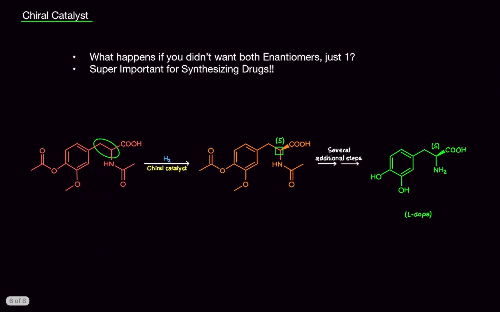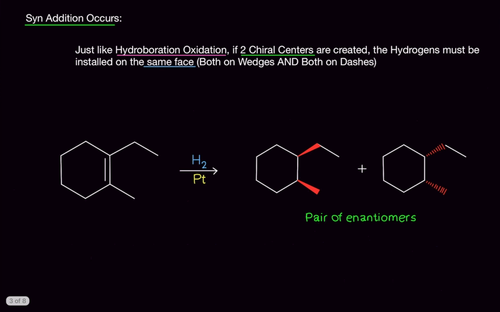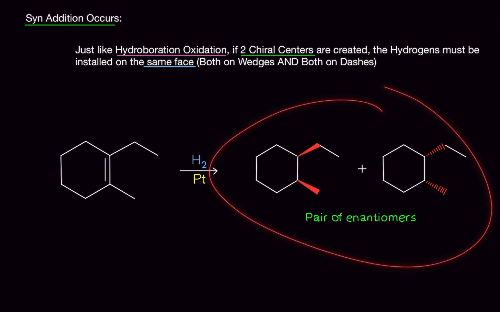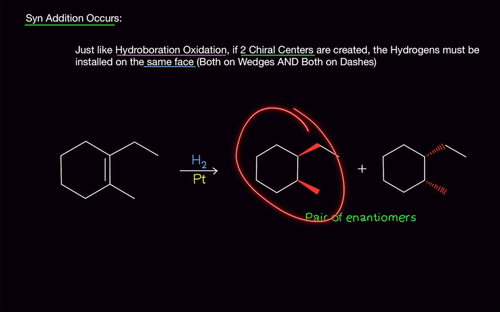Okay, let's talk about chiral catalysts. This is also very important, and this will also be eye-opening. This video is a lot of information. I'm telling you, it's a very good video. Okay. Now, what happens if you do not want both enantiomers? You just want one of them. Because remember, in syn addition, we're making both of them. What happens if you just wanted this one? Or you just wanted this one?